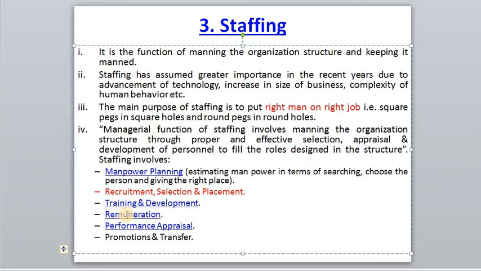Depending upon the nature of the work, we check whether the person we have fixed for a particular type of work is properly doing his work, what his performance is related with the activity. The performance appraisal is to be properly maintained, and also promotions and transfers. According to ability and skills, promotions will be given to particular persons, and depending upon their work, transfers will also be given. So these various points are important related with staffing.